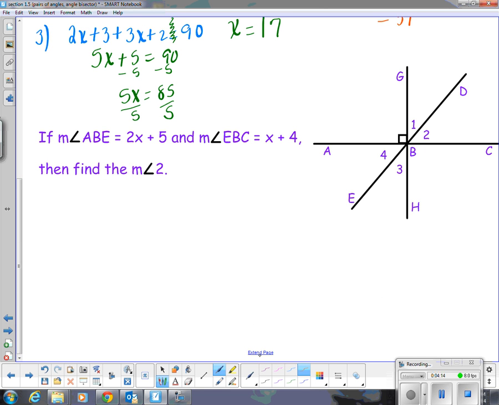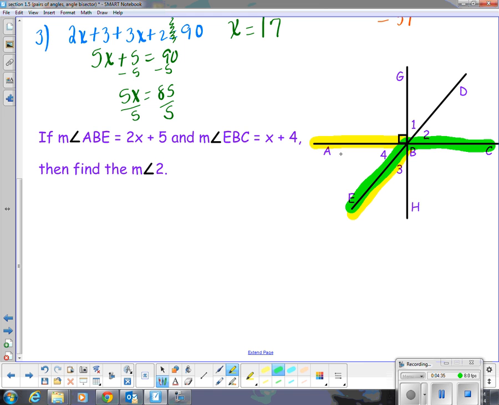Next problem. We're going to look at angle ABE. And you know what? If you're having problems because this diagram has lots of angles in it, I suggest that maybe you use a highlighter. Angle EBC.